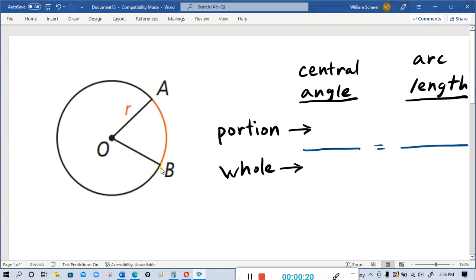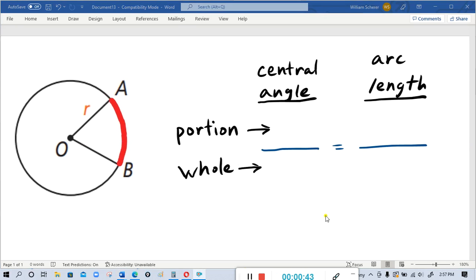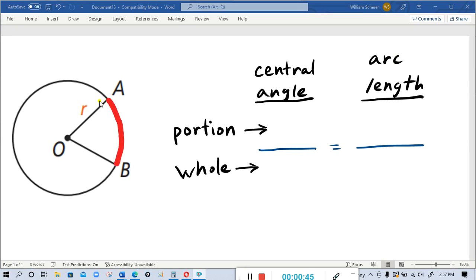So if you notice this part in red right here, this curve that travels from point A to point B, that is considered an arc. Basically a portion of the circumference. You can think of it like the crust on a slice of pizza. So the arc length would be the actual distance from point A to point B traveling along this curve.